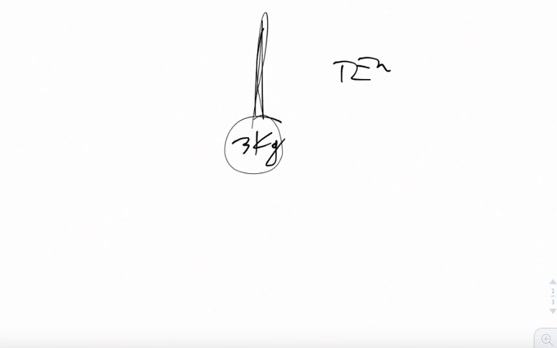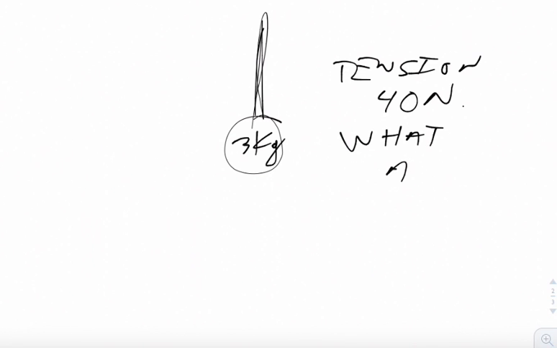All right, so let me work a second example. We'll keep that same 3 kilogram ball still suspended by a rope or chain. But this time, let's say that we know that the tension is 40 newtons, then what is the acceleration? How would we describe the acceleration of the ball if we know that the tension is 40 newtons?